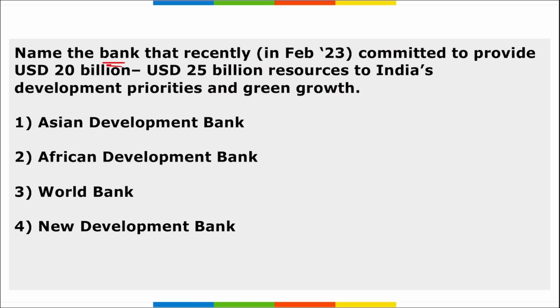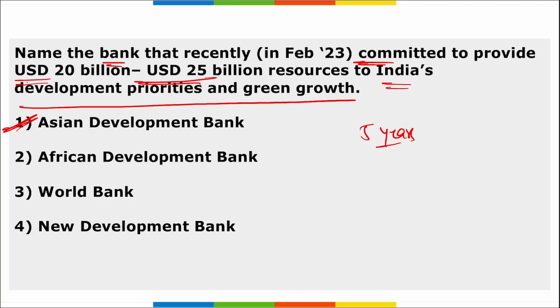Next, name the bank that has recently committed to provide $20 billion to $25 billion resources to India's development priorities and green growth. So it will be Asian Development Bank that is planning on providing $20 to $25 billion over a period of 5 years for the development priorities and green growth. Alright, important.